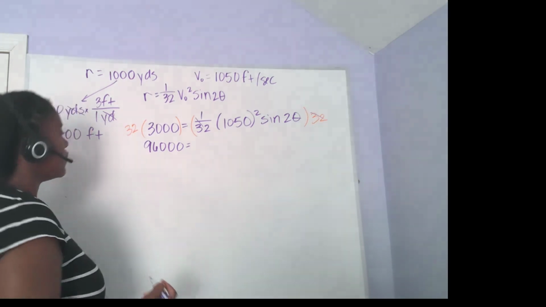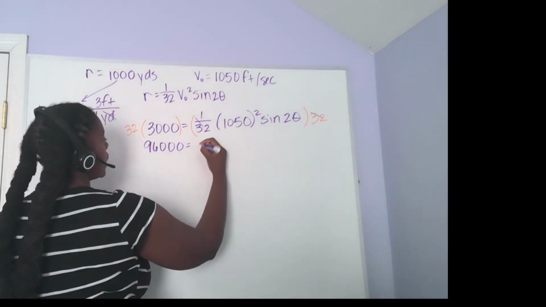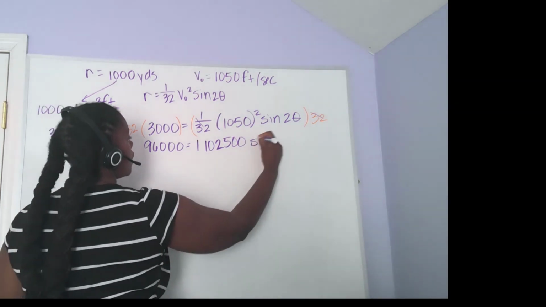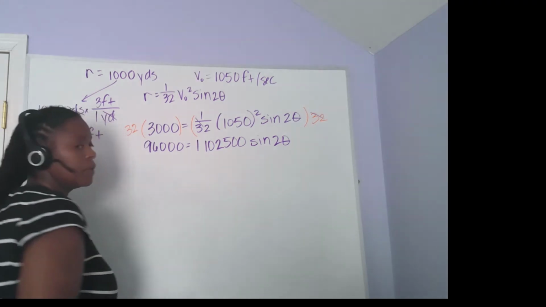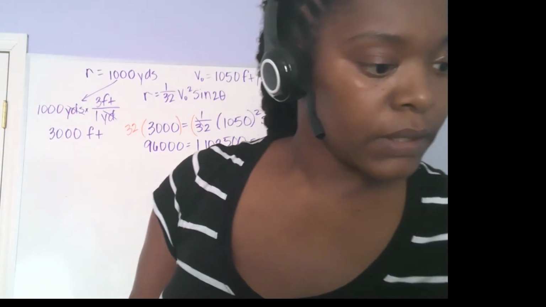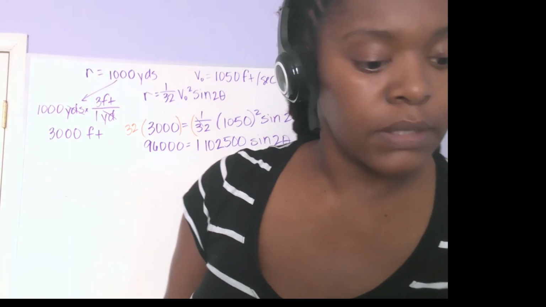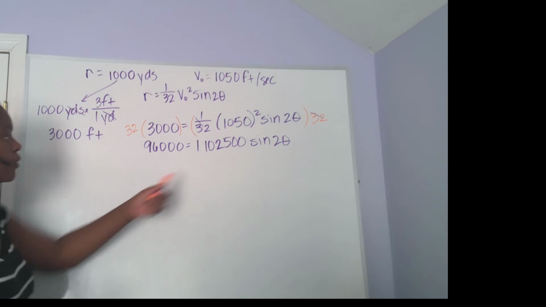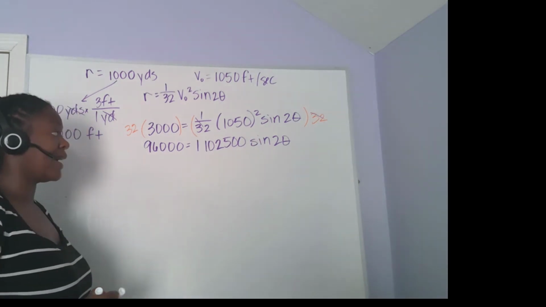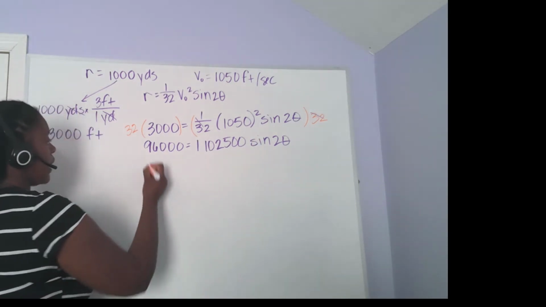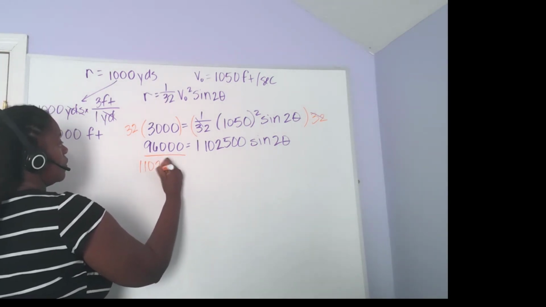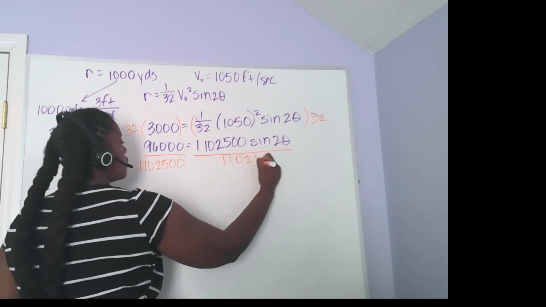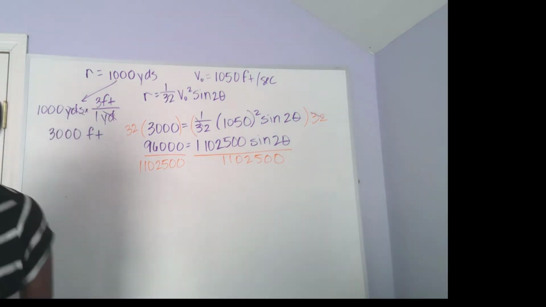1,050 squared. I think I calculated that earlier. I'm going to check it again. 1,102,500 times sine 2 theta. I believe that's what I got the first time. Yes, 1,050 squared. Okay, now we're trying to move toward that sine 2 theta, so I would divide both sides by this coefficient. So then we have 1,102,500 over 1,102,500. Can you see that? Make sure that's being seen.